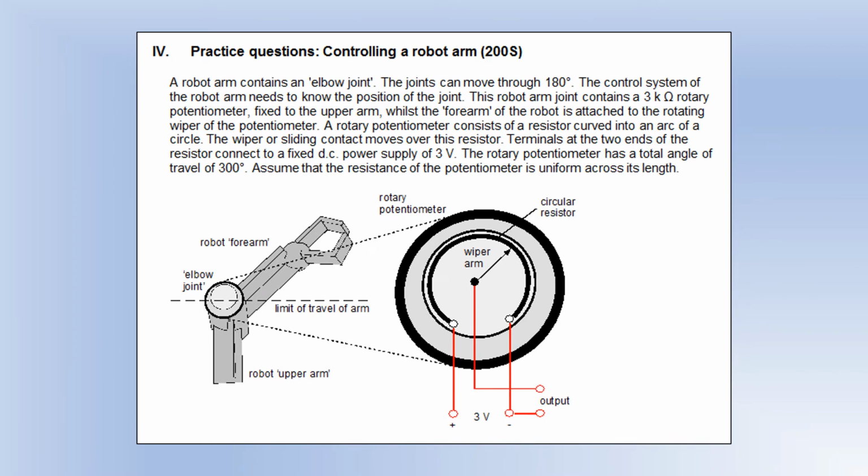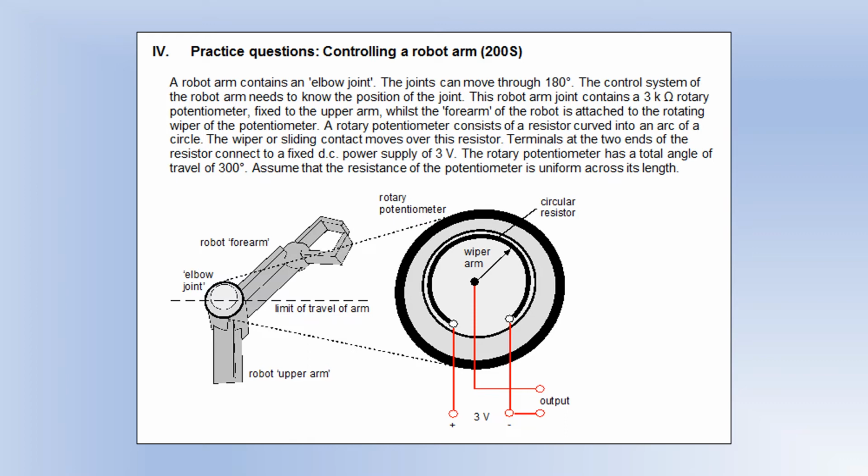Okay, so looking at some next questions, we're trying to put this in context. So here we're looking at controlling a robot arm. The arm needs to be able to travel 180 degrees or 90 degrees either side of the vertical. So we've got a 3 kilo ohm rotary potentiometer. So the total resistance in our circuit is always going to be 3000 ohms, but how much of it is across the output potential difference is going to vary. Okay, so the potentiometer has a total angle of rotation of 300 degrees to make sure that, essentially, the arm never goes off of the potentiometer.